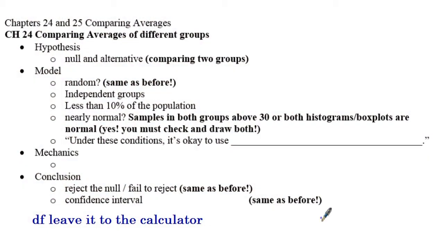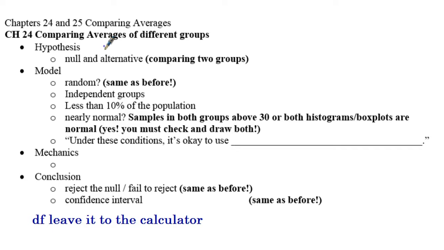Hey AP Stats, it's Mr. Luneski with Chapter 24. We're looking at comparing averages of different groups. Not a lot of note-taking here. We're just going to look through two examples, kind of show you the differences on where this is different from one group. Very similar to how Chapter 22 was laid out.